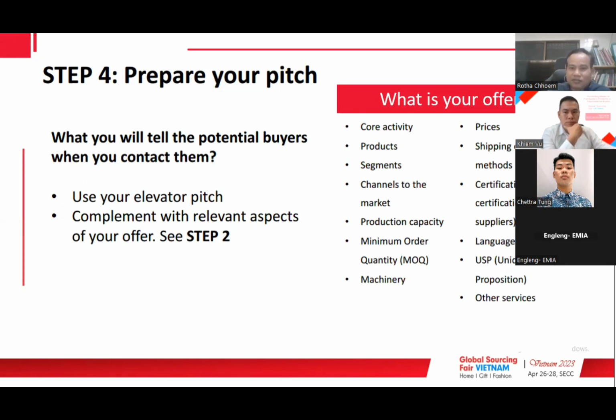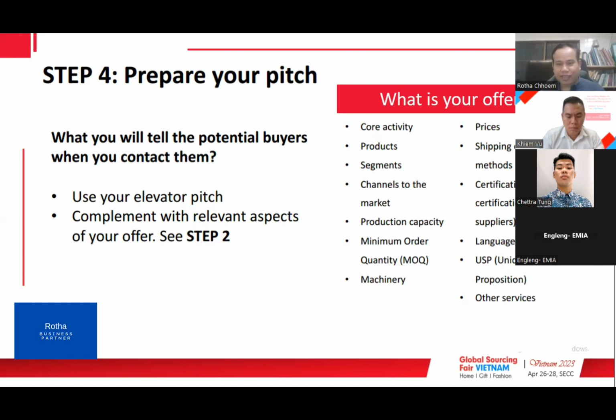The segment to the market, production capacity. So you need to be clear in your email marketing about what you should include, but I recommend not all items in one email at the same time. We need to see whether this customer is potential or not. So just keep some and let them wonder, and continue in the next follow-up email and also phone call.